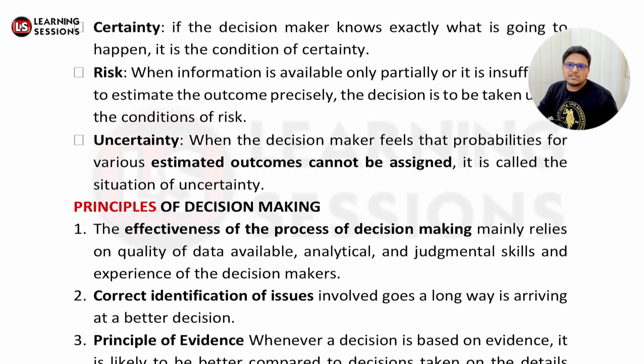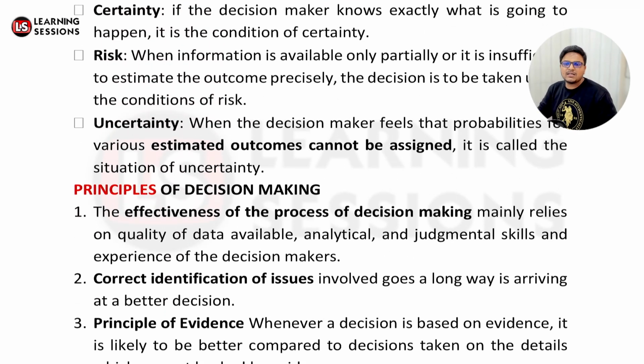Now let's have a look at the principles of decision making. The principle of decision making says the effectiveness of the process of decision making mainly relies on the data which is available. If you have a very good set of data and good judgmental skills, definitely you can make a very good decision. And further, correct identification of issues will lead to better decision making. If you correctly identify the issues, definitely you can do well and reach a better decision.